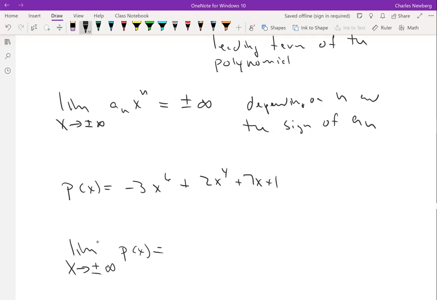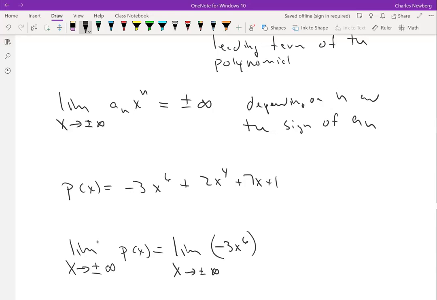Okay. Well, first thing is, what is this creature here? This is a polynomial. So the only thing that matters on the polynomial, as we go to the left or right, minus infinity or positive infinity, is the leading term. So we're really looking at the limit as x goes to positive or minus infinity of minus 3x to the 6th. And now we want to decide this.